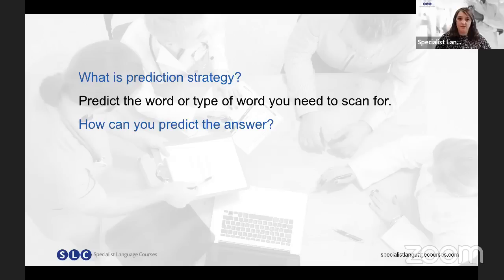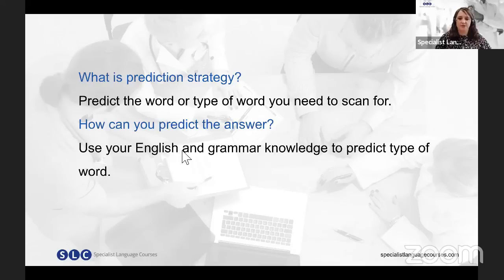How can you do this? You need to use your English knowledge and your grammar knowledge to predict the type of word. You need an awareness of the different word types and their function. So we've looked at nouns, verbs, adjectives, and you need to use your grammar knowledge to understand sentence structure. So for example, if you see the phrase 'is likely to', then you can predict that what comes after that will possibly be a verb.